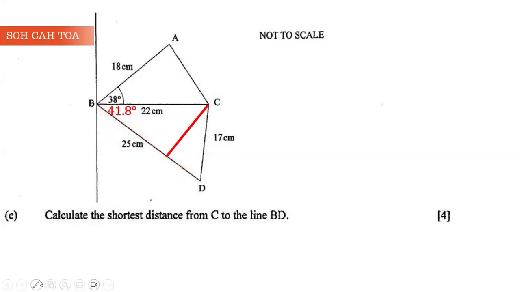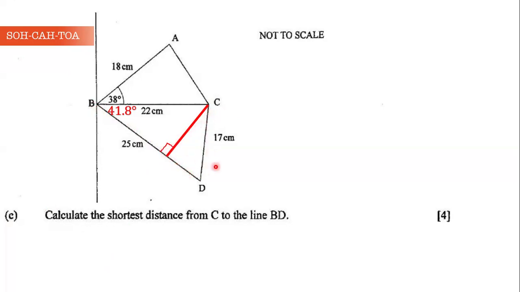BD, okay? Now, when we say perpendicular, we mean that a right angle is formed. That's what we mean by perpendicular, and that will be the shortest distance. It's going to be a line from C to the line BD, such that the line that is formed from C is perpendicular to this line BD. It forms a right angle. Okay, and so that's what we have here.